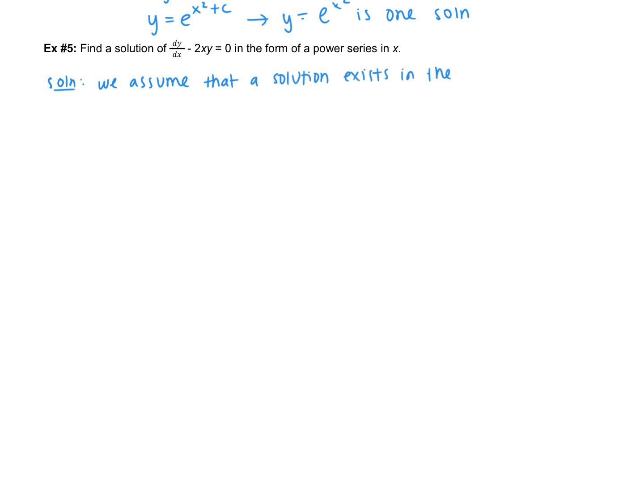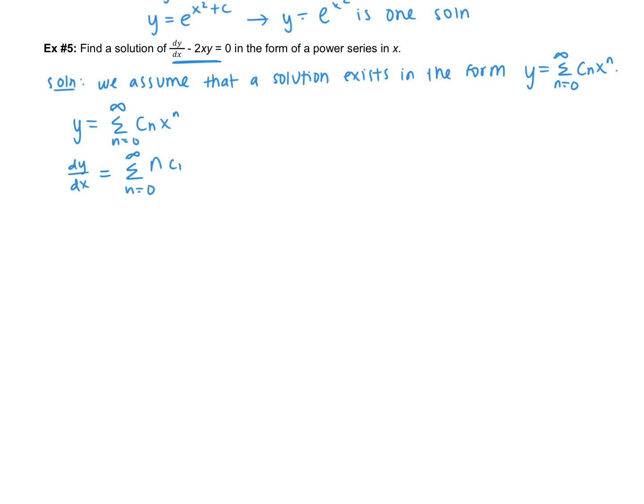In the form y is equal to the power series from n equals 0 to infinity of cn x to the n. Okay, so if we start with that, y is equal to the sum from n equals 0 to infinity of cn x to the n. Looking at our differential equation, we see that we're going to need dy dx. So we're going to need to take a derivative. So if I'm taking the derivative with respect to x, n would come down, and then I have cn x to the n minus 1.